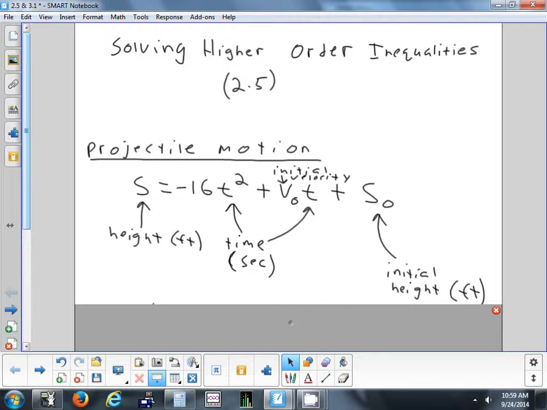Has anybody done projectile motion in physics? Not yet. When you do it in physics, you probably won't see the 16 there. You're going to see 9.8. The reason for that is we're doing everything in feet per second. A lot of times in physics, you use metric, so you'll do it in meters per second. Okay, so the 16 has to do with the acceleration due to gravity.